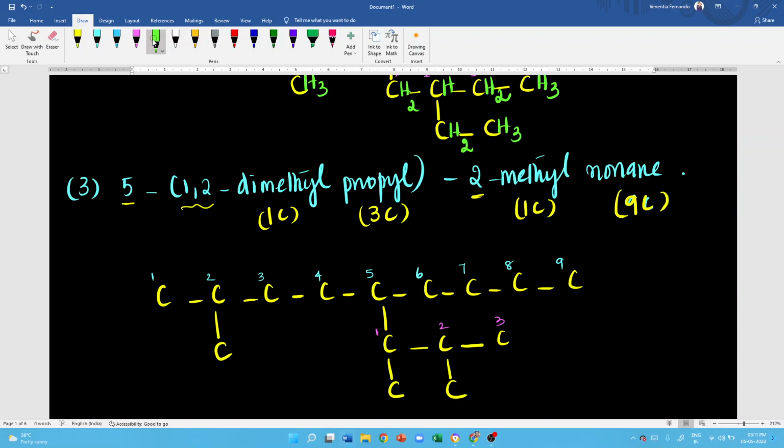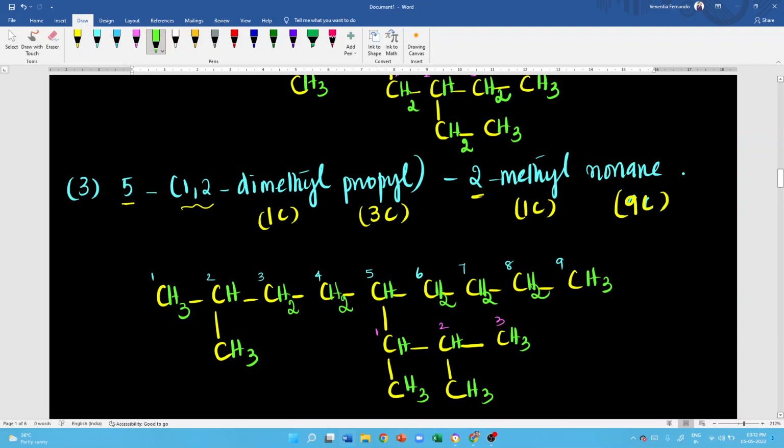Now let's fill with hydrogens. H3, H, H3, all the terminals. Let me fill with H3, H3. This is another terminal. This is another terminal carbon. The remaining, we have to see the number of bonds surrounding it and fill with hydrogens. This is H. This is also H. So this is the nomenclature question which is asked in the book pack.